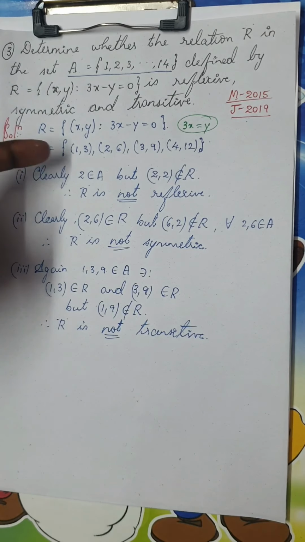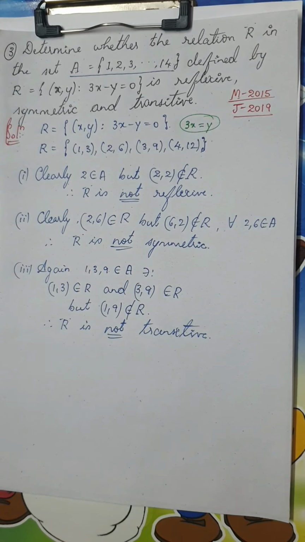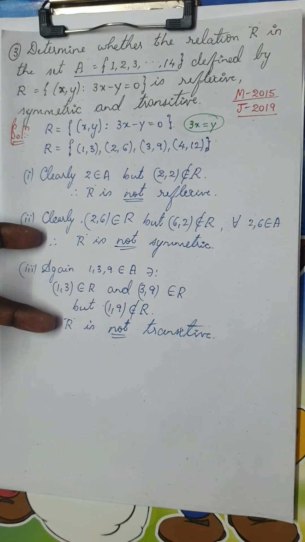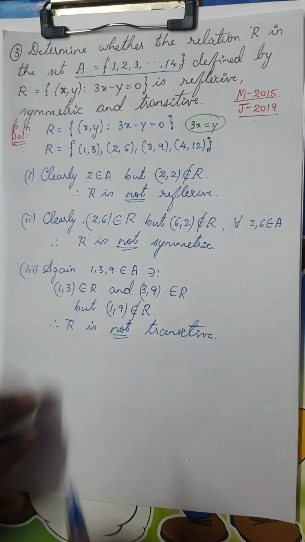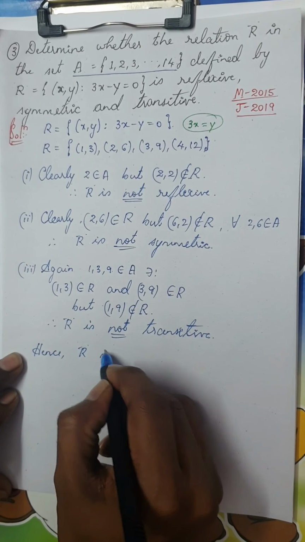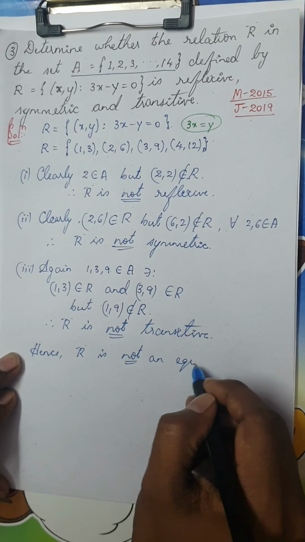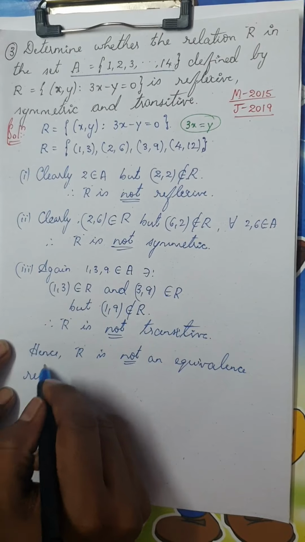Once one of these three is not satisfied, it definitely will not be an equivalence relation. If any one is not satisfying, even if the other two are satisfying, even then we say it is not an equivalence relation. Okay, if you want you can write this, but this is not required. Hence R is not an equivalence relation.